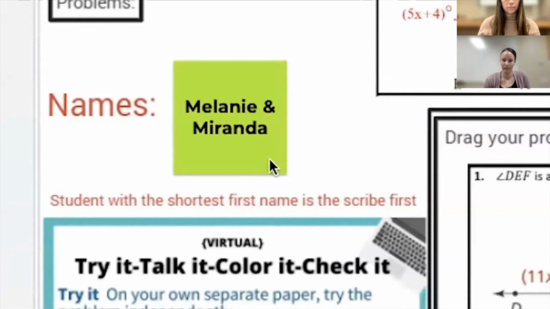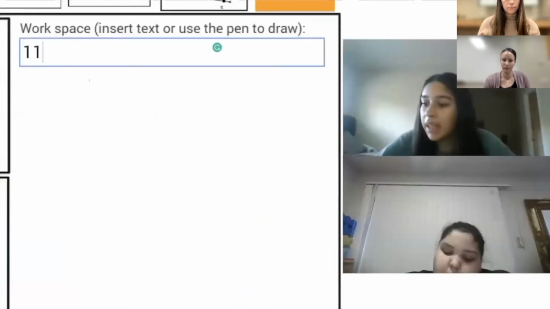One student took on a role of speaker and one person took on a role of scribe to record the group's conversation and process of how they solved the problem. I did 11x minus 12 plus 2x.